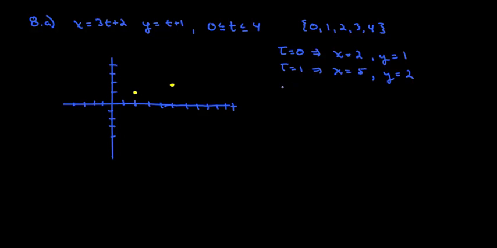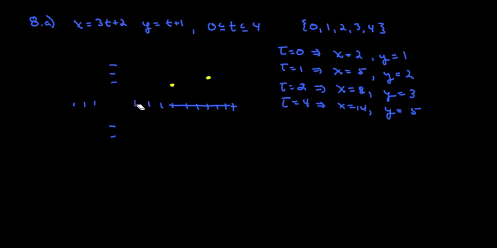If t is 2, then we have an x value of 8 and a y value of 3. Okay, and you can see where this is going. So when I get all the way up to 4, I could do 3 as well in here, but I'm going to skip that. I get a value here of x, which is 14, and y, which is 5. So I'd have to plot this all the way out.